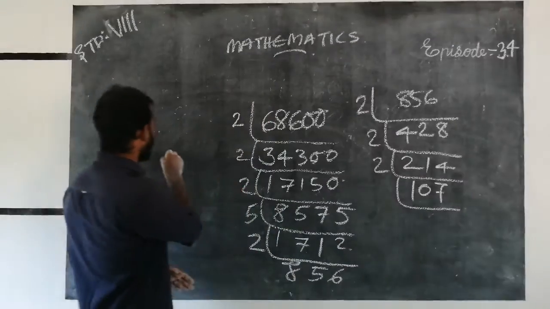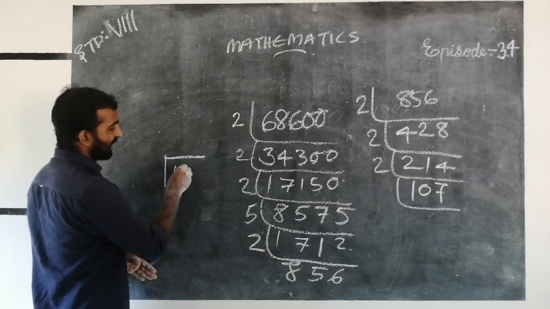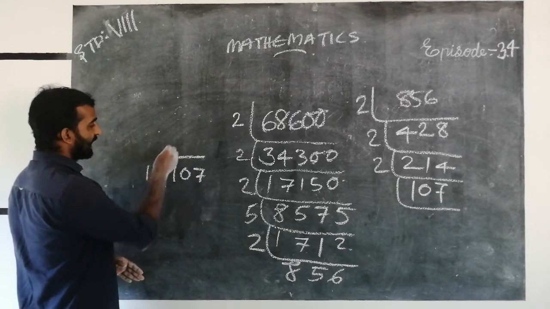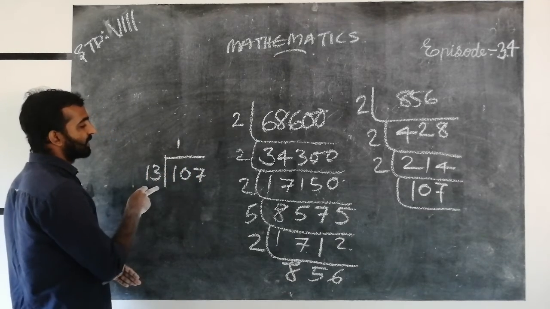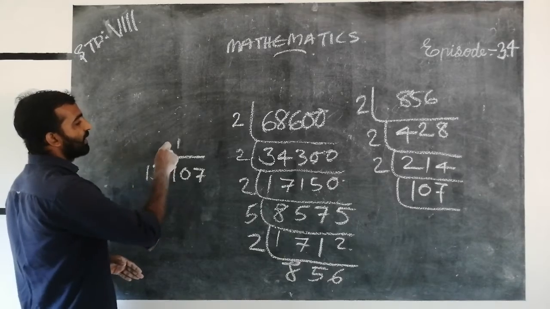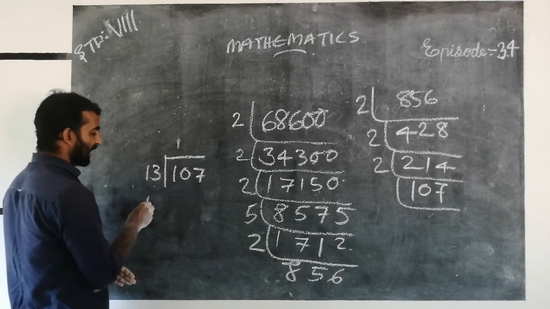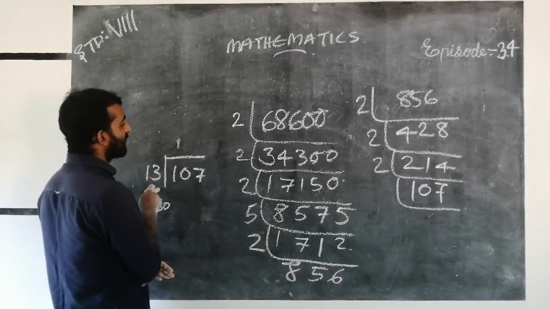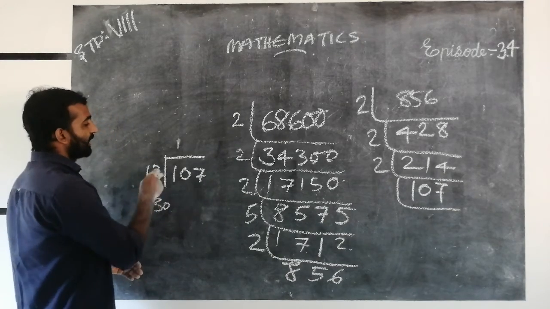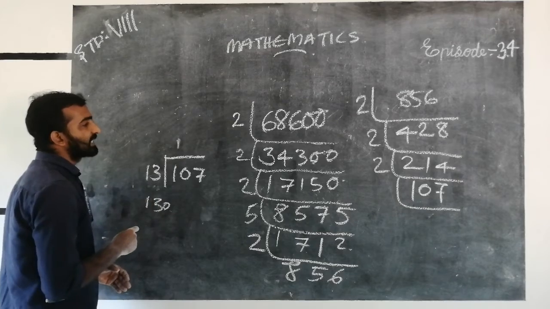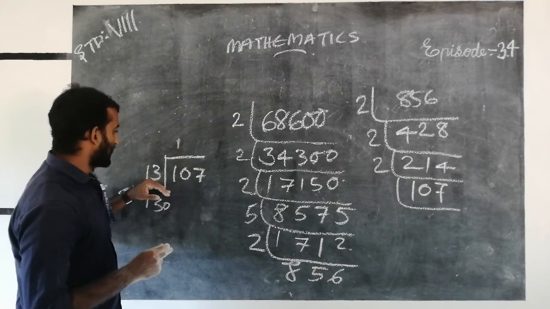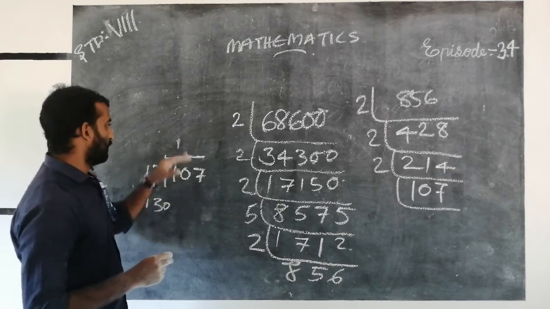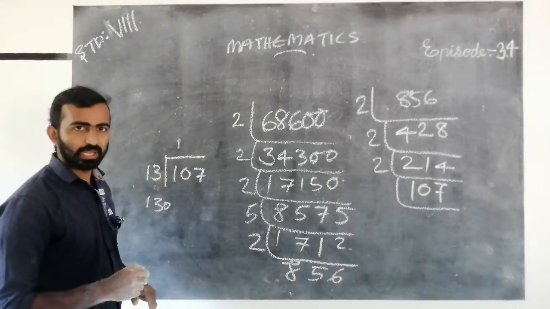We can simplify through division. That is 13. Can we get 13 into 9 or 13 into 10? 130. And 13 into 7, what is the answer? 91. And 13 into 8, what is the answer? 88, 96, 104. So there is also a remainder of 3.